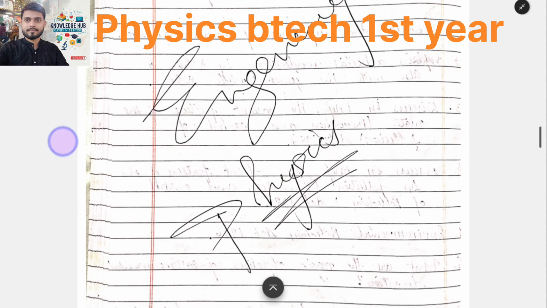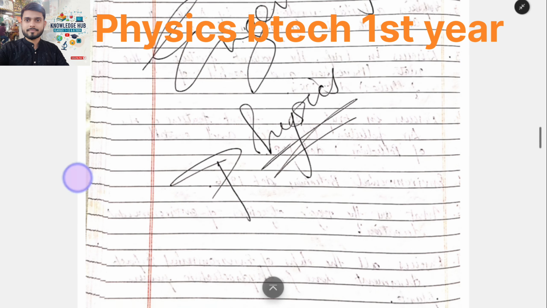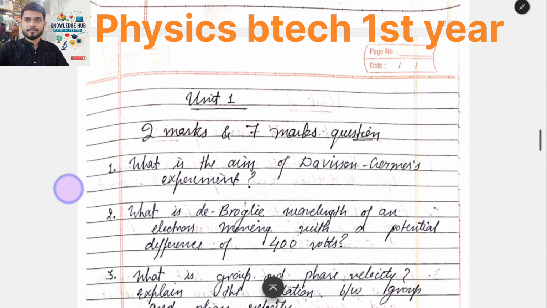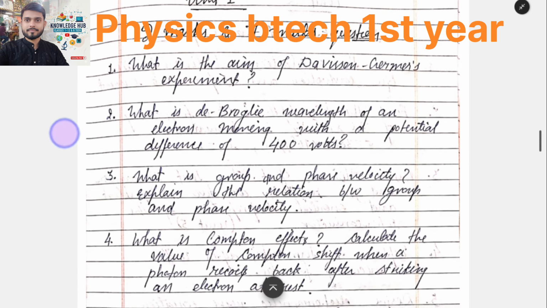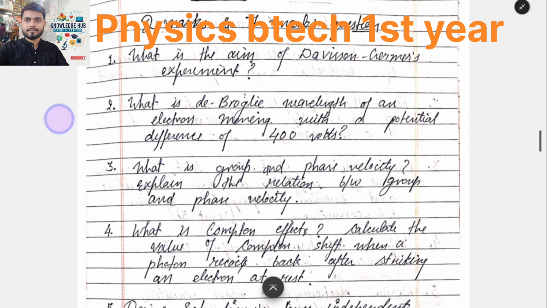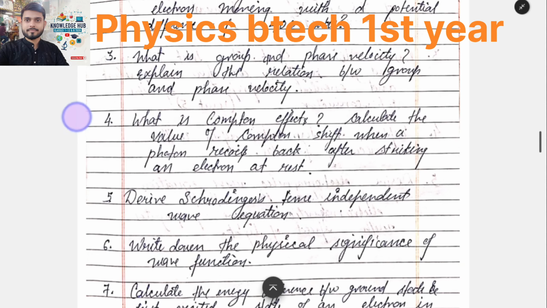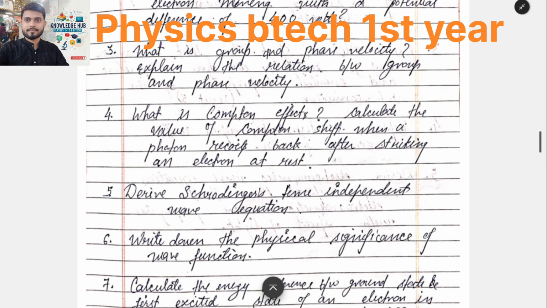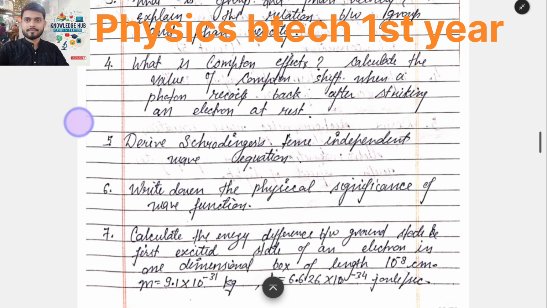Today we will discuss the BTech first year engineering physics most important questions of Unit 1, 2 marks and 7 marks questions. What is the aim of the Davisson-Germer experiment? Now the second: what is the de Broglie wavelength of an electron moving with a potential difference of 400 volts? What is the group and phase velocity? Explain the relation between group and phase velocity.